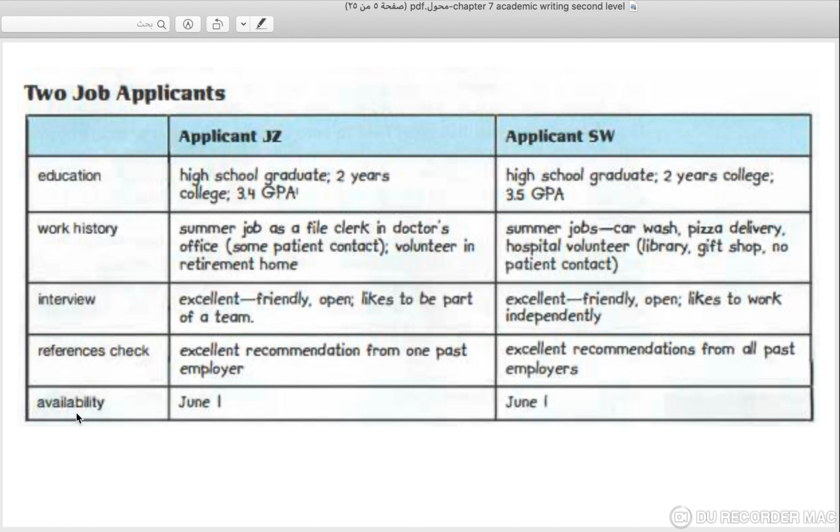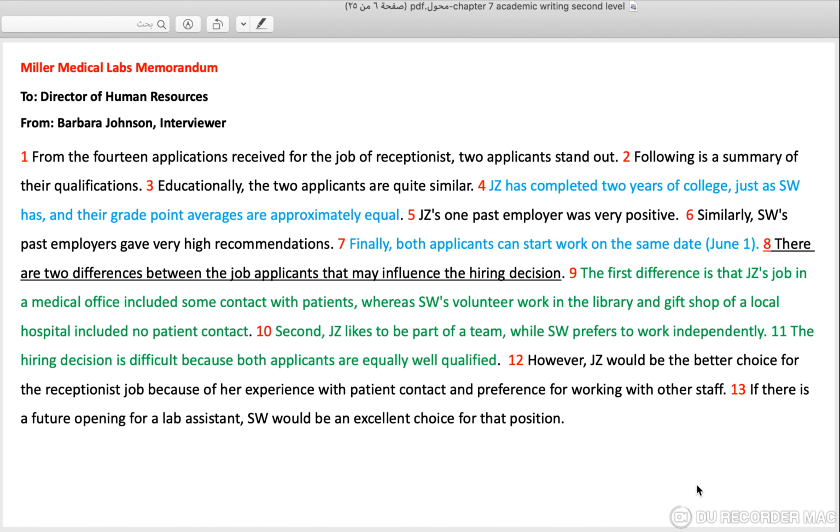Availability يعني متوفر June 1. فهنا كتبت المقارنة بينهم وأيضا بعض التشابهات بين 2 applicants. هنا هي الباراجراف اللي احنا اعتمادا على المذكرة اللي راح نقرأه.